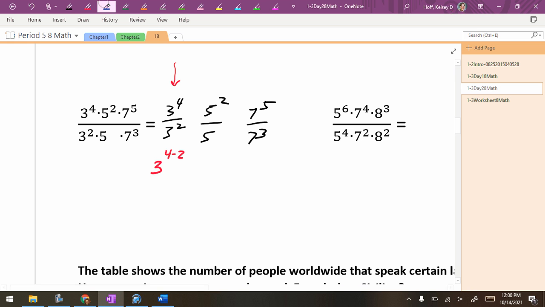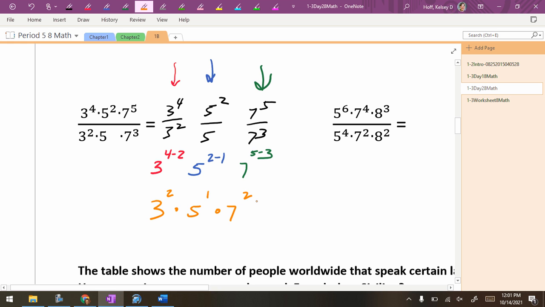Awesome job. Gavin, what's the base on the middle fraction there? 5. And what exponents would I subtract? 2 and 8. Excellent job. JC, what is your base on your last one? 7. And what are you going to subtract? 5 minus 3. Haley, that leaves you to be the subtraction person. Your final answer should be 3 to the second times 5 to the times 7 to the.